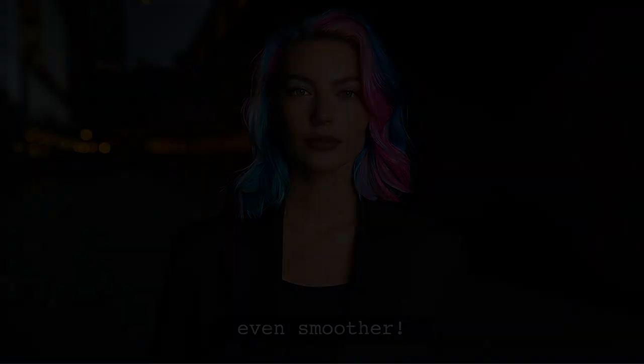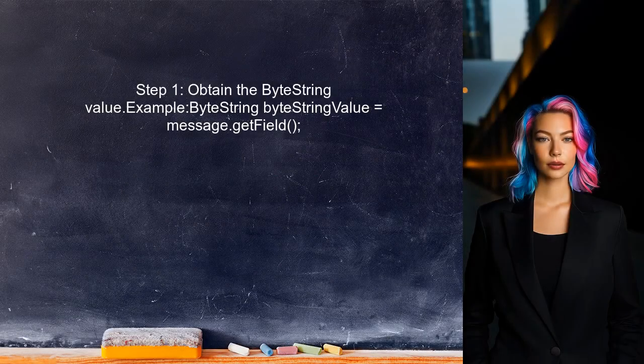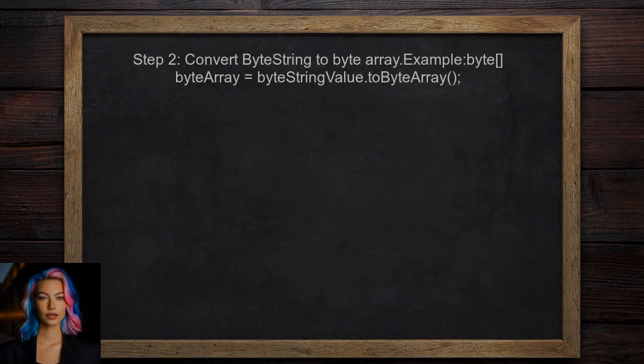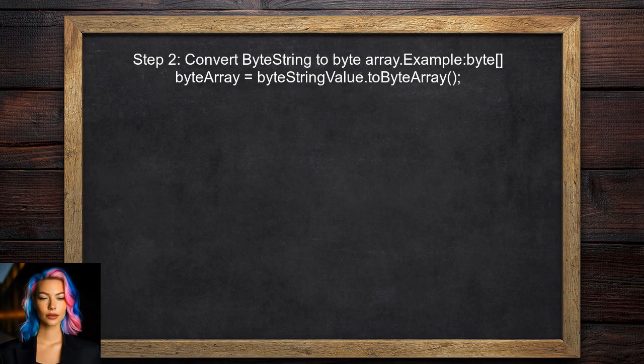To convert a Protobuf ByteString to an Octal-Escaped string in Java, the user should first obtain the ByteString value. This can be done by accessing the relevant field from the Protobuf message. Next, the user needs to convert the ByteString to a byte array. This can be achieved using the toByteArray method provided by the ByteString class.